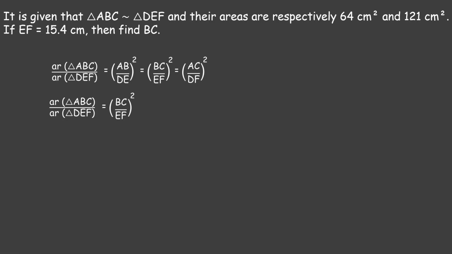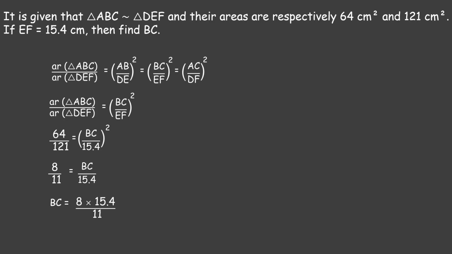Area of triangle ABC is 64. Area of triangle DEF is 121. BC is something we need to find. EF is 15.4. Now, if I just remove this square over here and bring it on the other side, on the left side, we need to find the square root of 64 and 121. Square root of 64 is 8. Square root of 121 is 11, is equal to BC upon 15.4. So, BC would be 8 into 15.4 divided by 11, which is 11.2 centimeters.